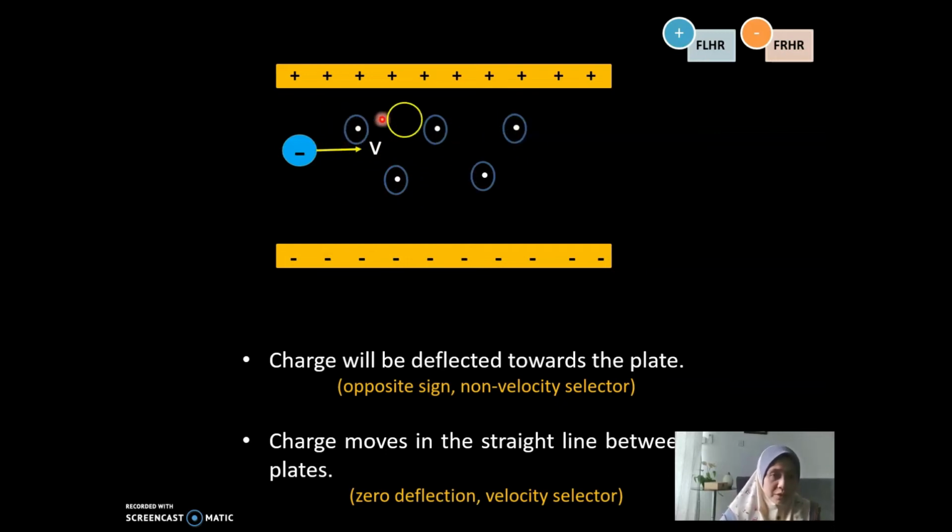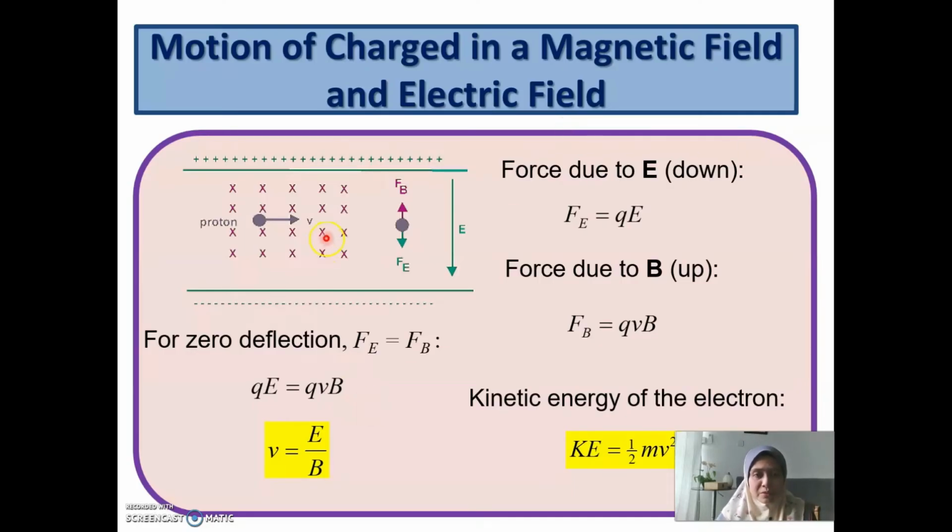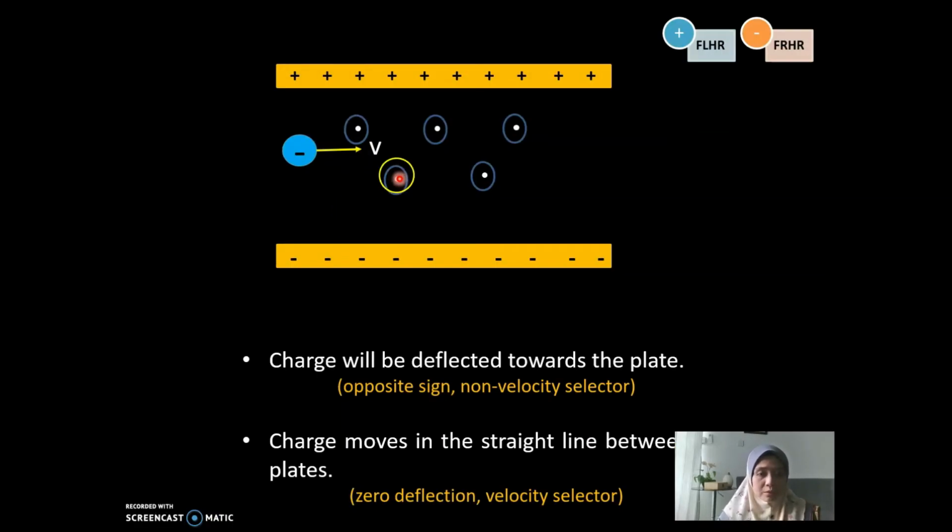Dot ni adalah direction of magnetic field. So kalau magnetic field yang tadi tu cross, cross ni maksud dia into the page. Sekarang ni out. Out adalah sekarang ni adalah dot. So dot is out of the page.